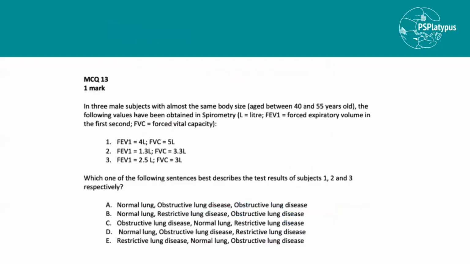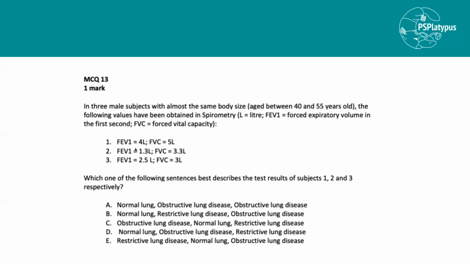All right, I think we have a few questions. So yeah, just pause, give it a shot, and we'll go through it. We have 3 male subjects, same body size, same age, and you get these values in spirometry, FEV1 and FVC, just the definitions there. FEV1 in the first patient is 4 liters and FVC is 5 liters. If you remember, that's our normal picture. Those are normal values. You've got a ratio of around 0.8. So patient 1 is normal lung. So you're already down to A, B, or D.